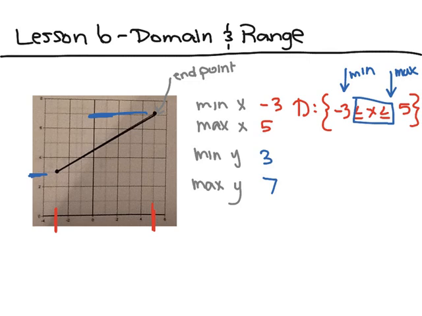So for this one, same thing. Range, colon, squiggly brackets. 3 is less than or equal to y, less than or equal to 7. Squiggly brackets. That's how you always write your domain and range.